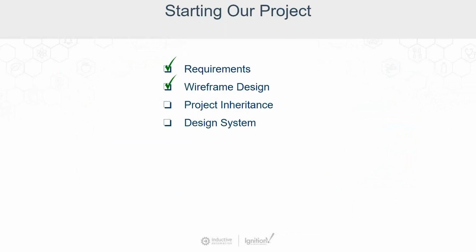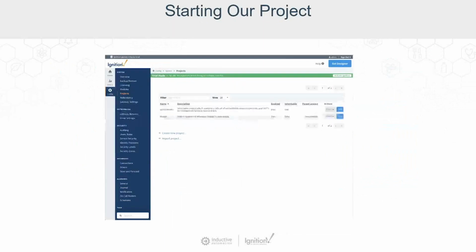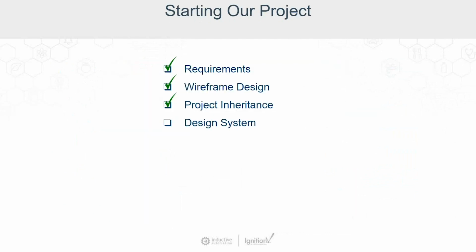And then project inheritance. So to start my actual project, all I'm going to do is create two separate projects. One is going to be a component project that's going to act as my component library, and it'll be an inheritable project. And the other is going to be what I'm going to call my design project, which is where my design system is. Project inheritance, check. And design system is what we're going to be building, so we're going to have to save that last checkbox.